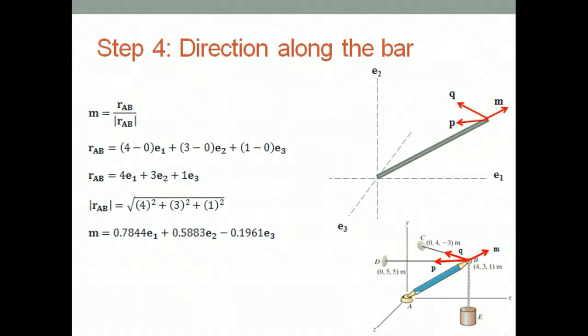Finally, we want to find the direction along the bar. Although there's not a force acting along the bar, we will use direction M to help us define the position vector in the next step. Find the vector from B to A and divide it by the magnitude in order to define direction M.